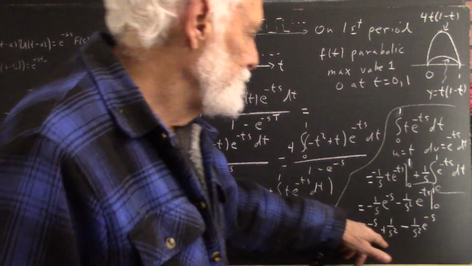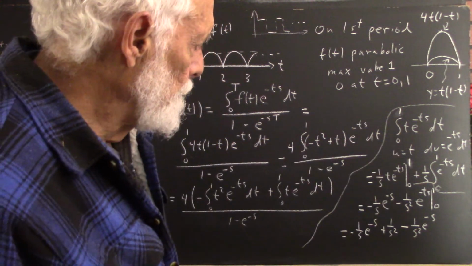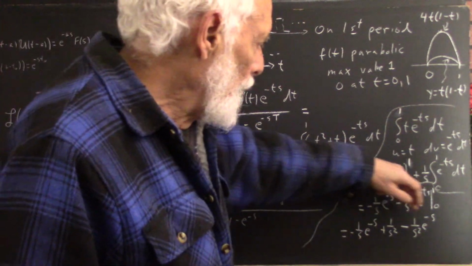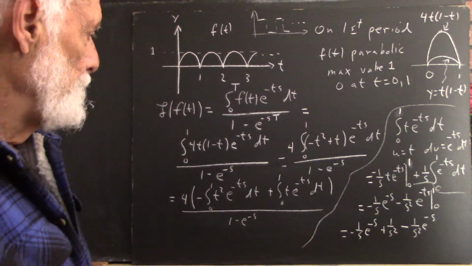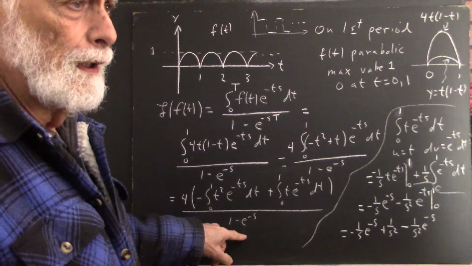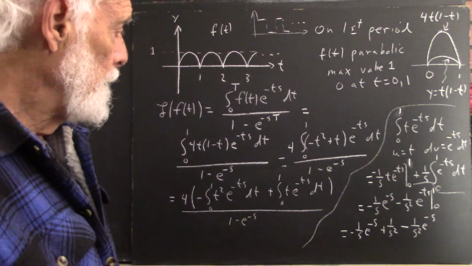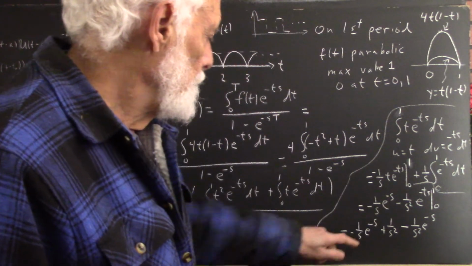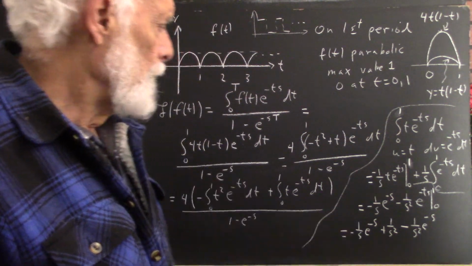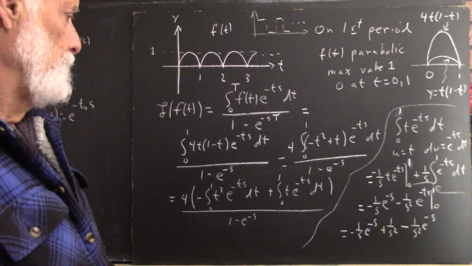Now you're going to maybe factor out that 1 over s squared, and you're going to get a 1 minus e to the negative s, and you've got a 1 minus e to the negative s here, and that's going to be convenient, at least for this part of the integral. But then you have this part, and you work it out.